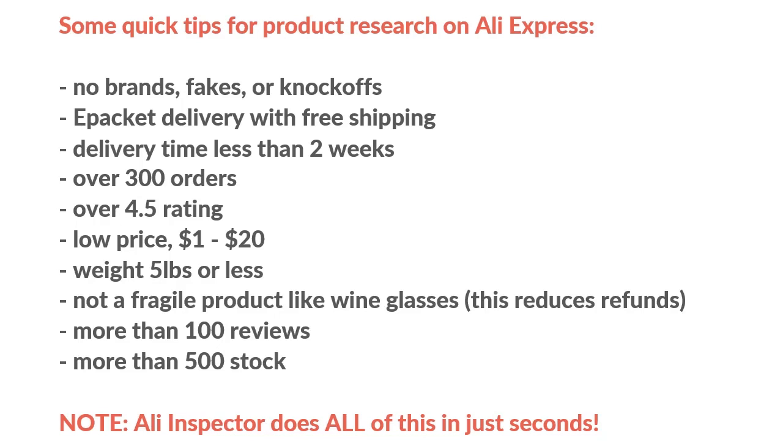And then you want to see products that have over 300 orders, a rating over 4.5, and you want to look for low-priced items so you can mark them up pretty high, so between $1 to $20. Also, you want to look at products that don't weigh a lot because it will cost more for shipping, and try to stay away from fragile products like wine glasses. Those types of things can really reduce refunds. In addition, you want to look for products that have more than 100 reviews and have at least 500 in stock. And the cool part is, AliInspector can do all this in just seconds.